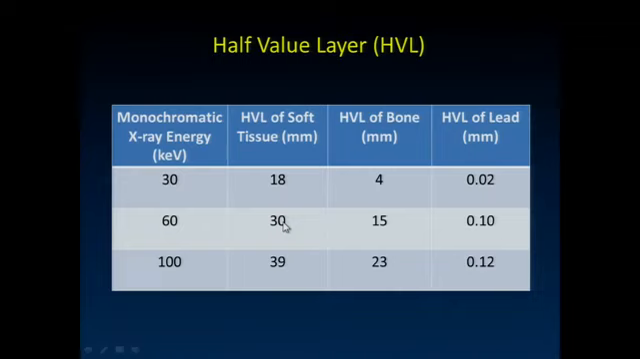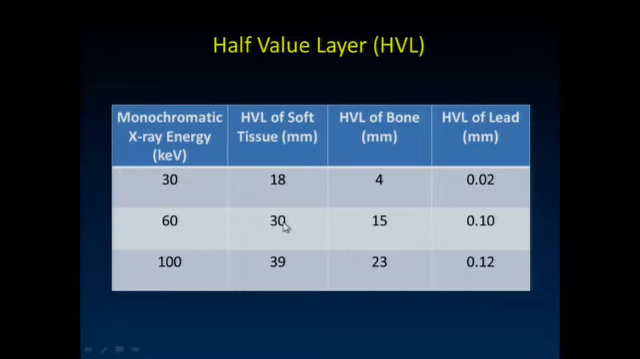Fourth, a 16th. Fifth, a 32nd, sixth, a 64th, right? 128, 256, right? 512, 1024. When you get to the other side, only 1 in 1,000 X-rays are making it through unaffected.